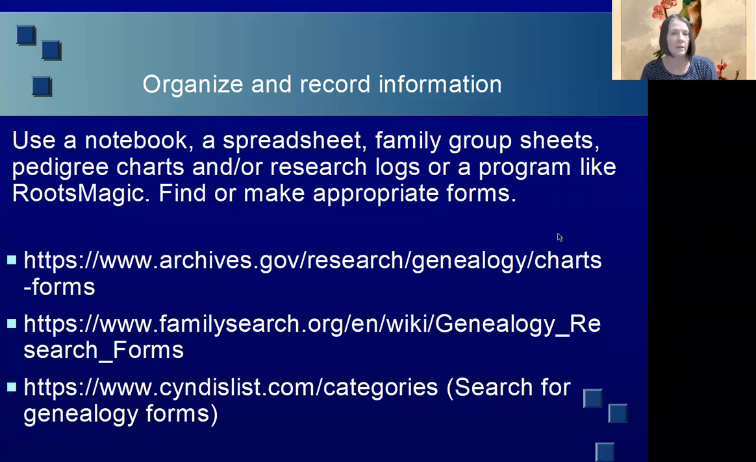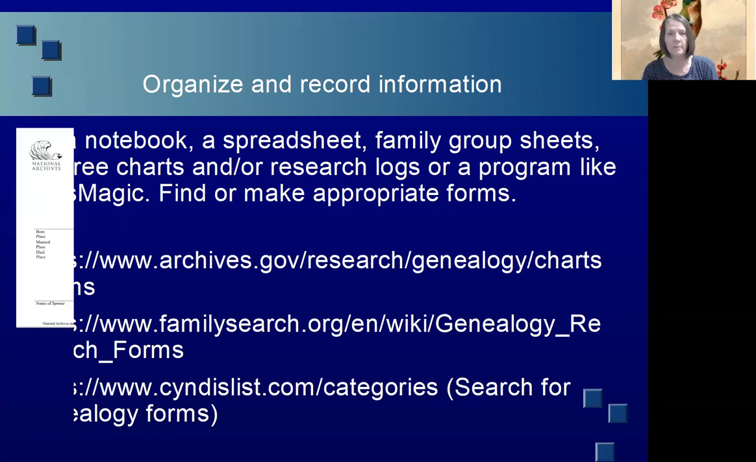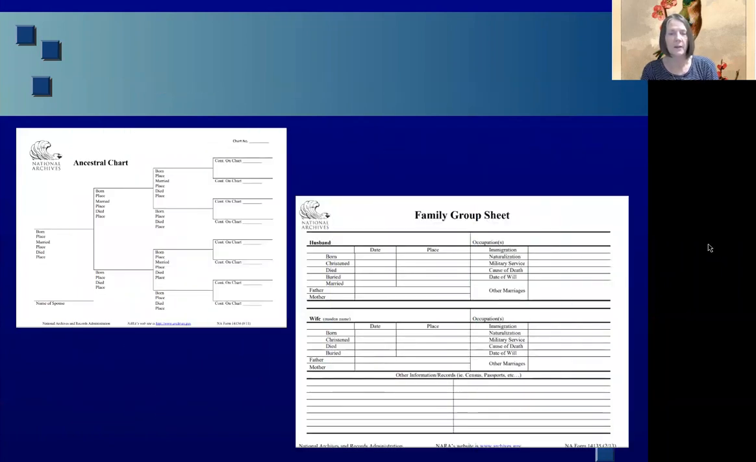You can make your own forms. You can find them on the Wiki or in these other two places that I've written down here. And this is what a family group sheet or an ancestral chart would look like. And they're very helpful, actually, to keep your information straight. If you can find one that's interactive online, that's even better, because then you can fill it out online.